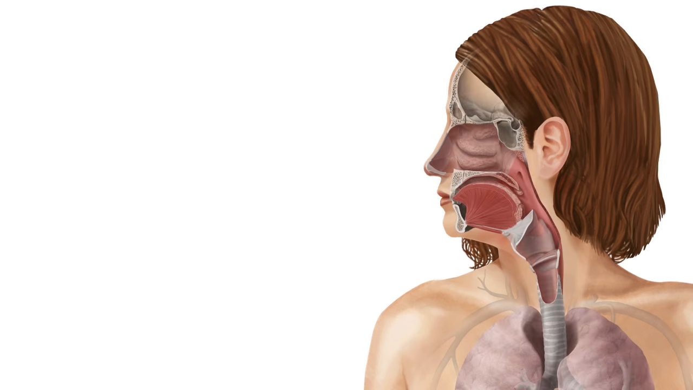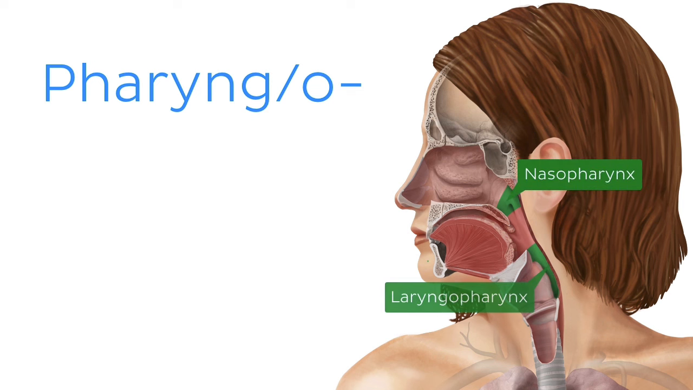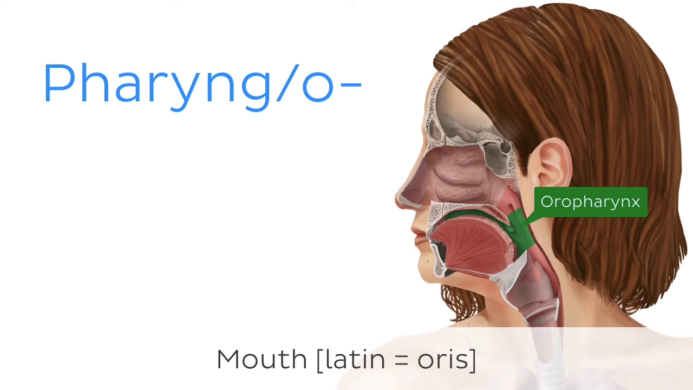Next up is pharynx or pharyngo with the O at the end, referring to the pharynx. The pharynx in itself is divided into 3 parts. The first and the last of the segments, the nasopharynx and laryngopharynx, are pretty straightforward. The oropharynx is a bit less obvious. However, as soon as you find out the or or oro with the O comes from the Latin word oris for mouth, it will make perfect sense that oropharynx is located behind the mouth at the level of the tonsils.